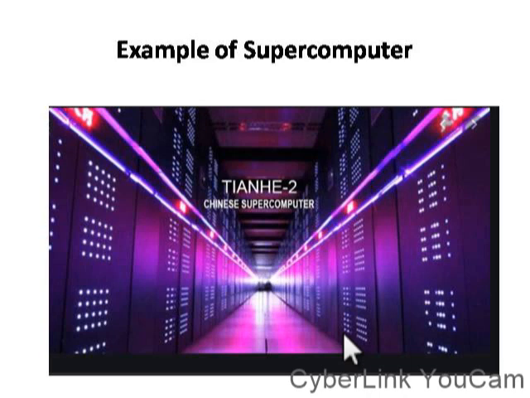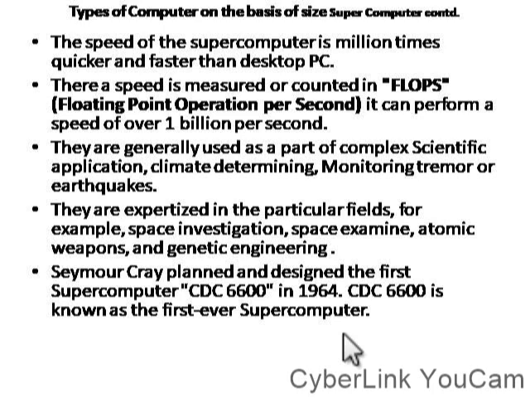This is an example of a supercomputer. You can see the picture here. It is the fastest supercomputer, Tianhe 2. Types of computer on the basis of size. Now we will see here. We already saw this point.